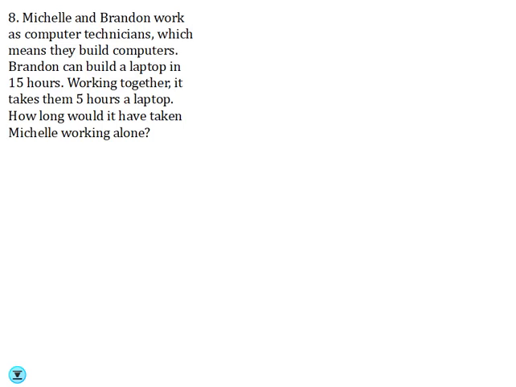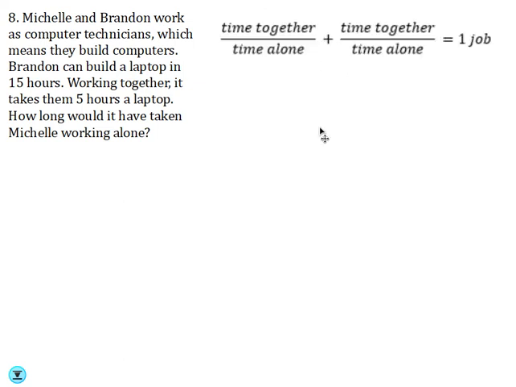All right. Some of you feel the dreaded word problem. It is okay. Michelle and Brandon work as computer technicians, which means they build computers. Brandon can build a laptop in 15 hours. Working together, it takes them 5 hours to build a laptop. How long would it have taken Michelle working alone? So the format we're going to use here is time together over time alone equals one job. The one is always constant.